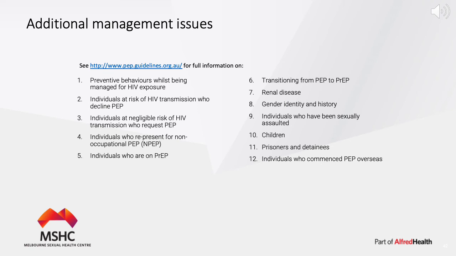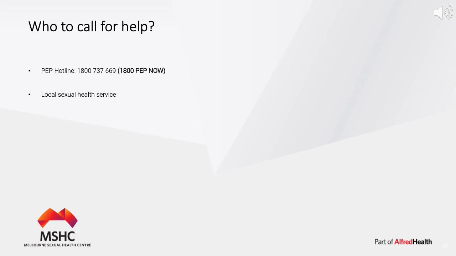Then those transitioning from PEP to PrEP, it's exactly the same drug, but they need to transition. Then if they've got renal disease, because if they've got renal function that's less than 60 mL per minute, whilst it's not an issue for NPEP, it is an issue for PrEP. Okay. Then the gender identity and history, because that will determine whether they can use on-demand PrEP or daily PrEP, and individuals who come from high prevalence countries. So that's your PEP hotline, it's 1-800-PEP now, but also contact the local sexual health service.